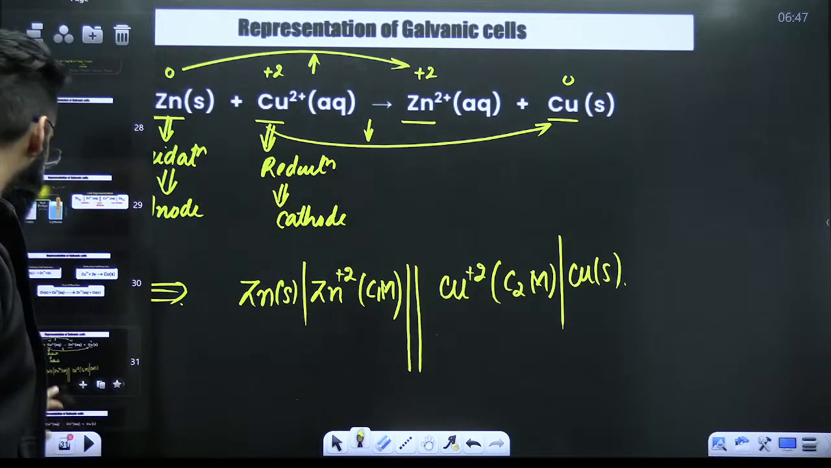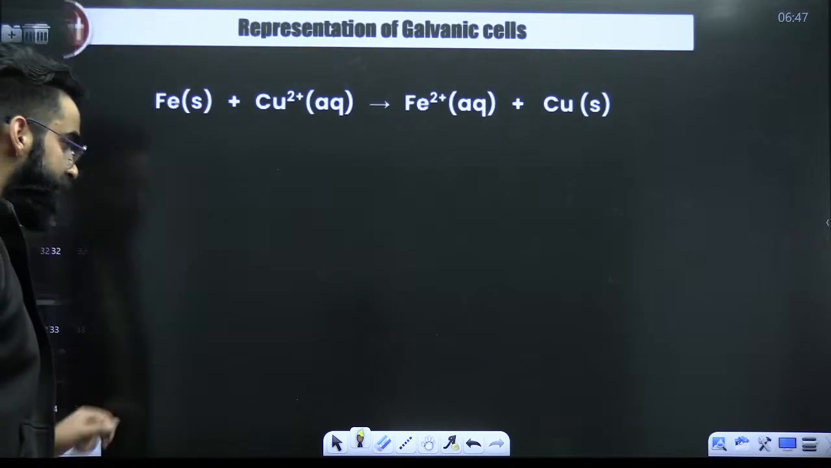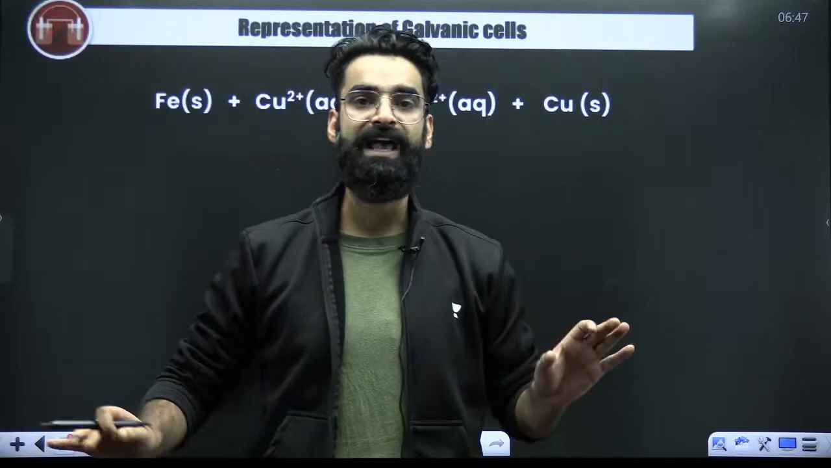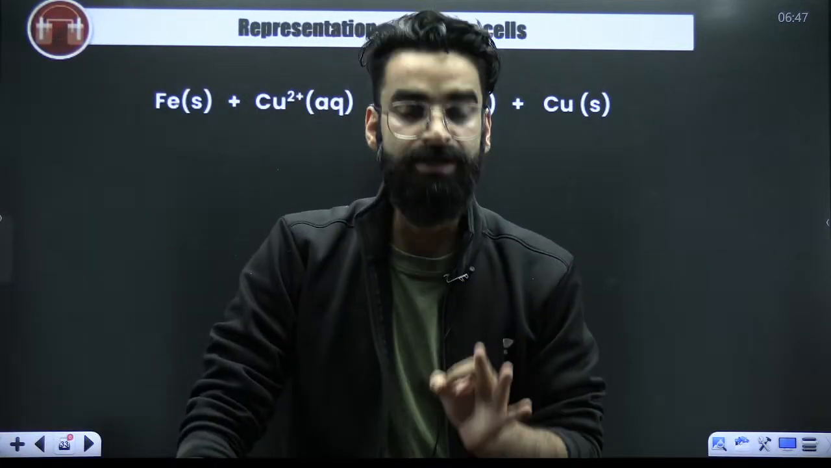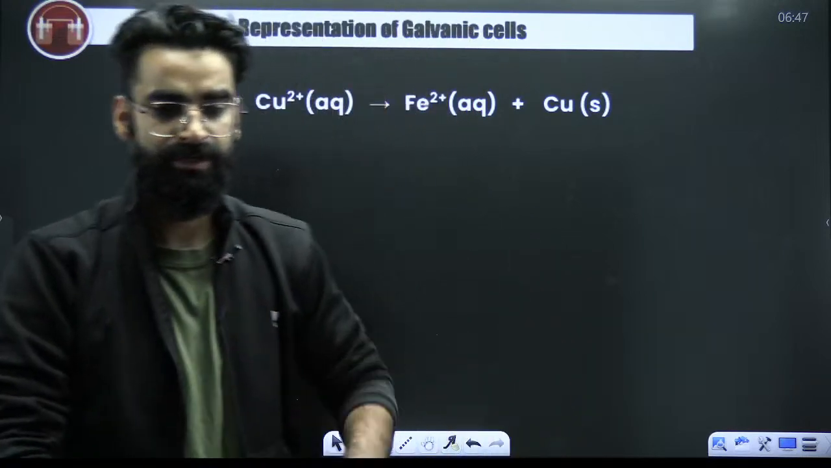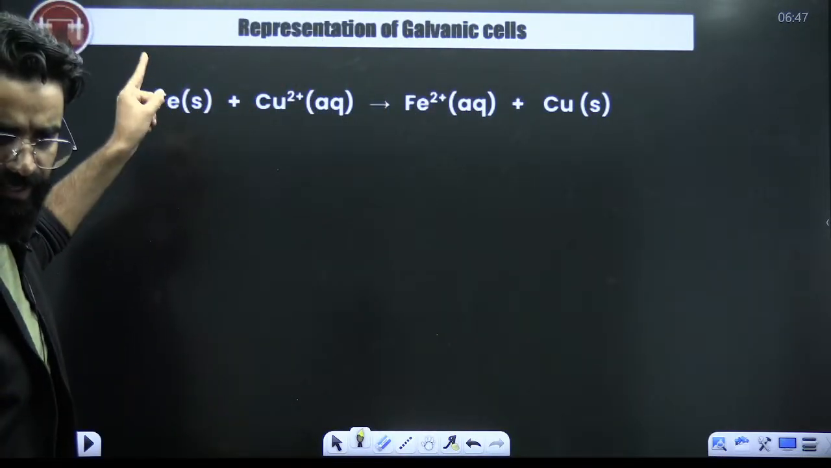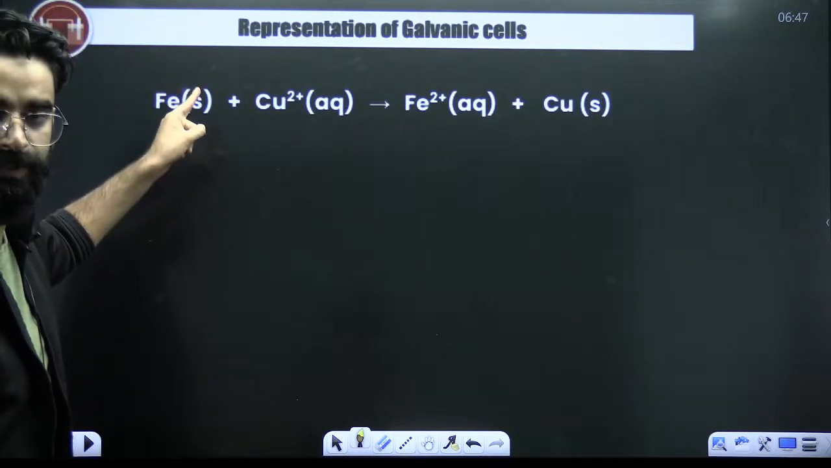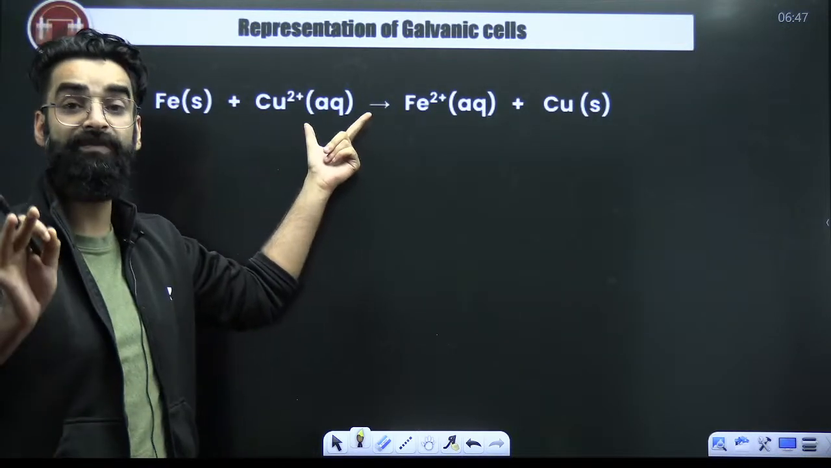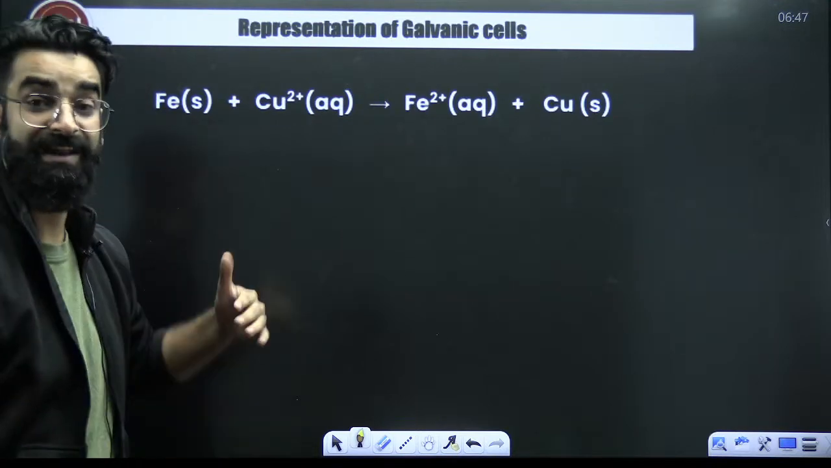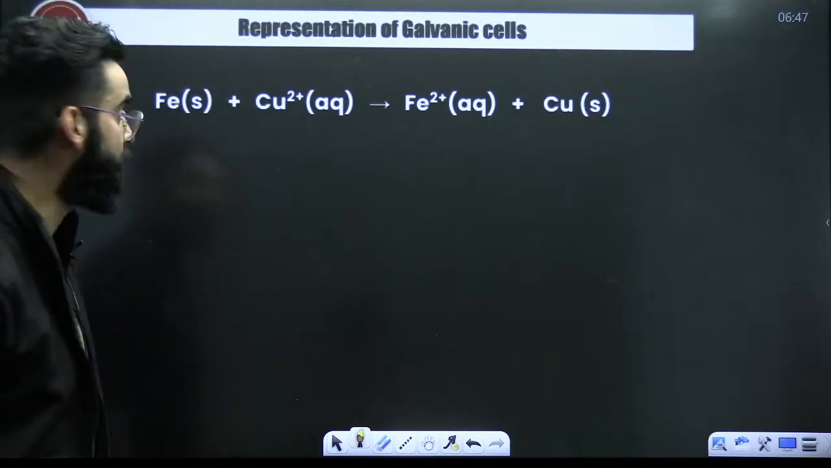Similarly, let me take one more example. With that, every single thing will be clear to you. Imagine, my dear students, you have got a galvanic cell in which the net cell reaction is this one. From the net cell reaction, can we write the galvanic cell? Can we represent the galvanic cell? Absolutely, we can do that.